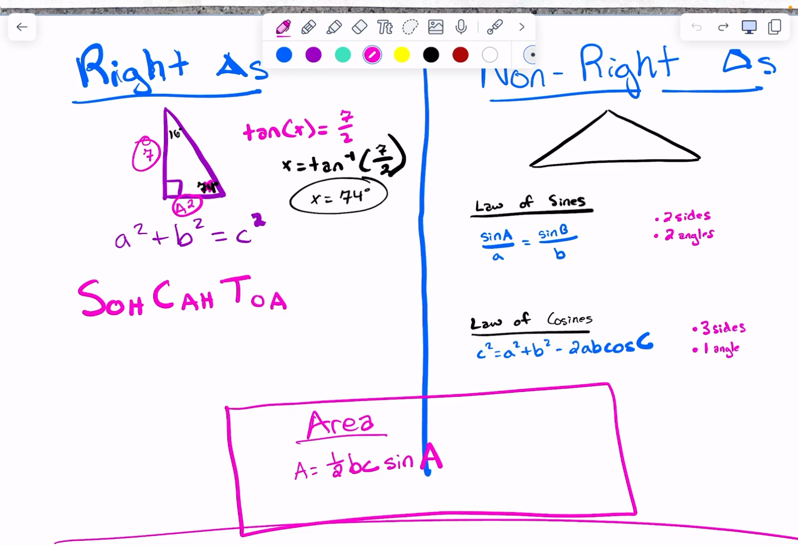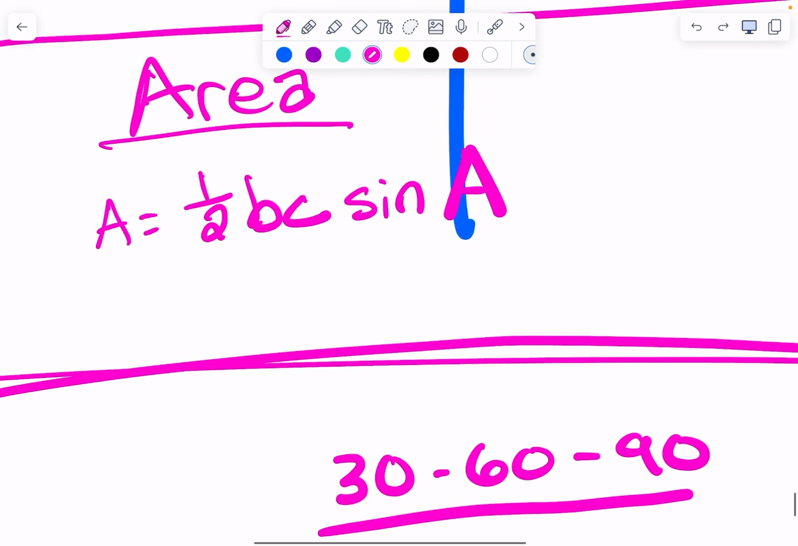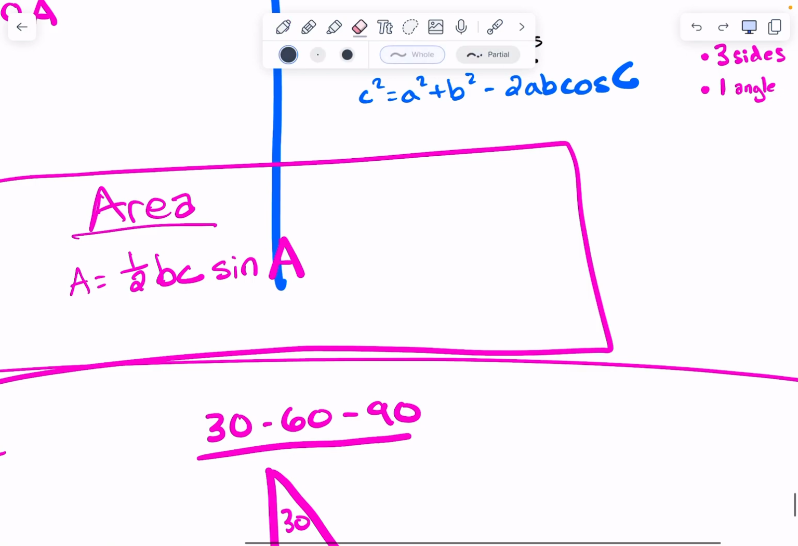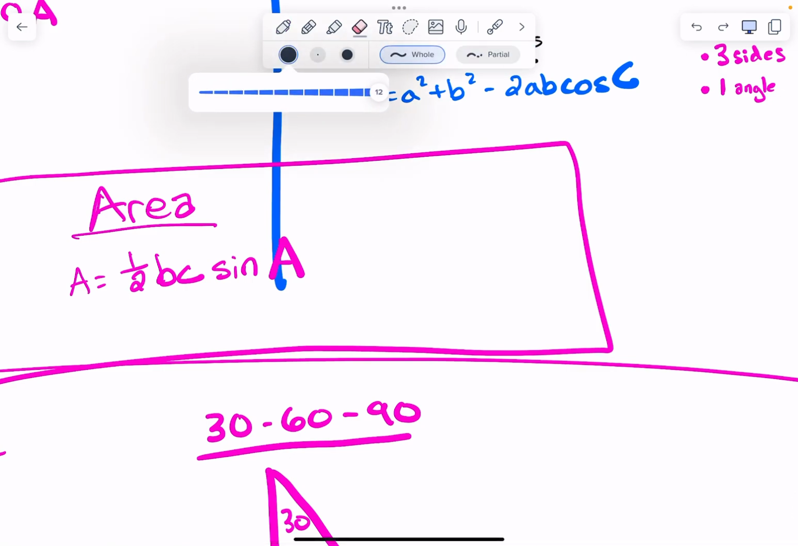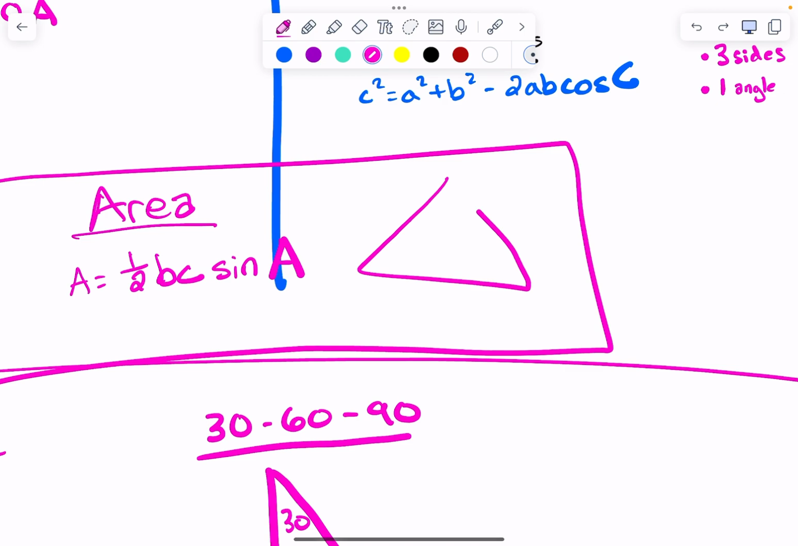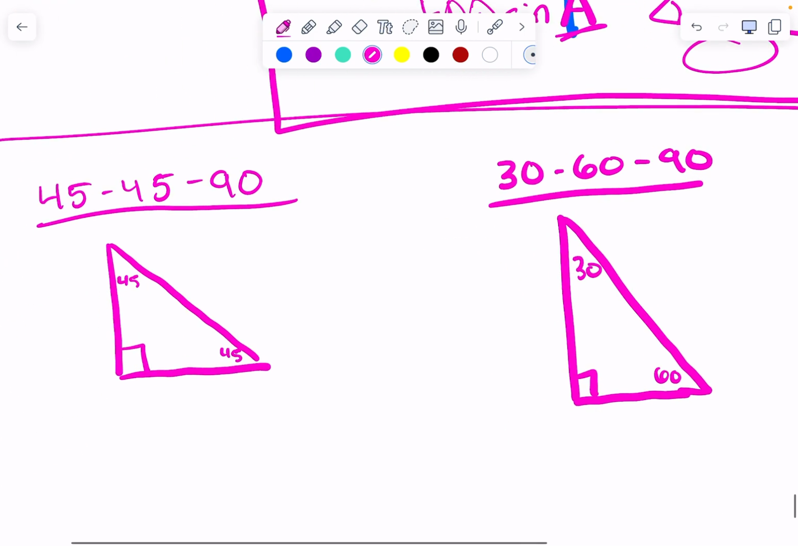So area is 1/2 BC sine of A. So it doesn't matter which angle you're given. Maybe it's actually angle C. But in your triangle, whatever your angle is, it has to be the two sides that are right next to him, right? That's your B and your C. Your B and your C are the two sides that are right next to your angle, that are touching your angle, right? Okay, good?